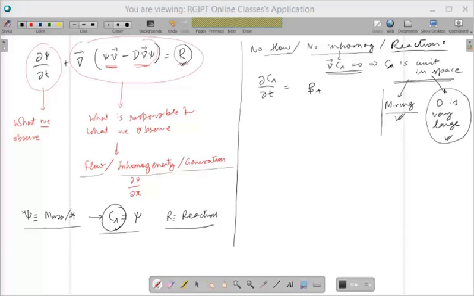Now, this I can get from what? What kind of equation is this? This is an ODE, a special kind of ODE, which is an initial value problem.